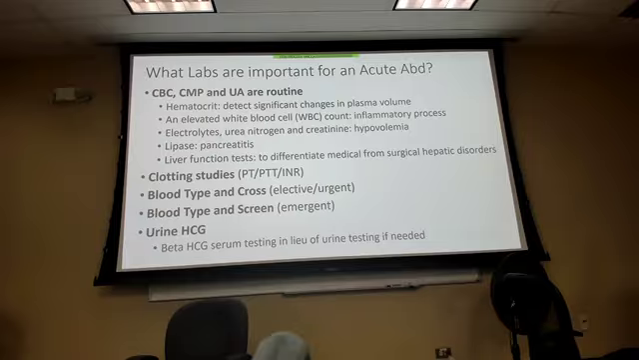If it's elective or urgent, I'm going to do a type and cross. Versus if it's emergent, I'm going to do a type and screen. Okay. We do this on every surgical patient because if we get into trouble and we have a lot of bleeding that we're not expecting, we need to know what blood type you are, and if you have any weird enzymes or factors in your blood.